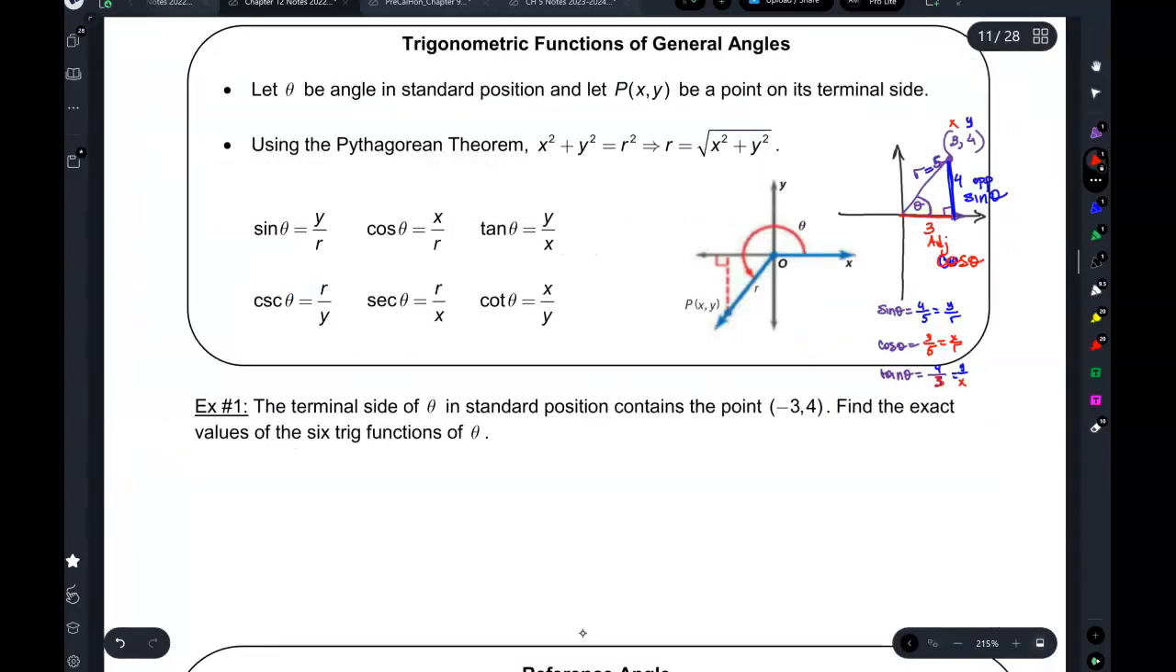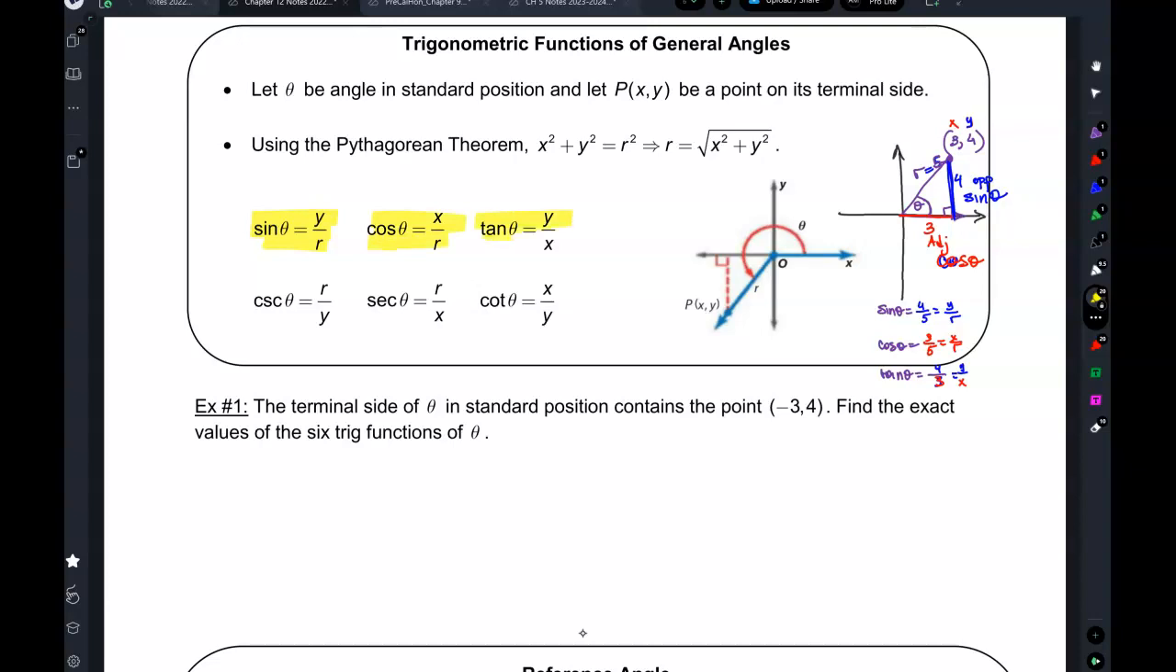So now, these we're going to memorize. Sine is y over r. Cosine is x over r. Tangent is y over x. And then cosecant, secant, and cotangent are the reciprocals. And how do we find r? By using the distance formula or the Pythagorean theorem.